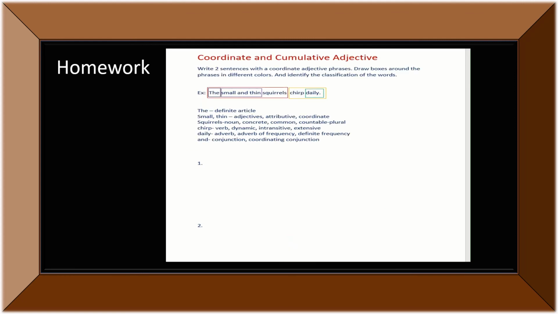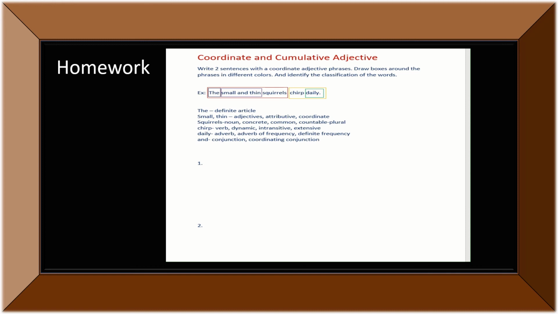For practice, write 2 sentences with coordinate adjective phrases. Draw boxes around the phrases in different colors and identify the classification of the words. Now my example, the small and thin squirrels chirp daily. The is a definite article, small and thin are adjectives, attributive and coordinate, squirrels, noun, concrete, common, countable, and plural. Chirp is a verb, dynamic, intransitive, and extensive.